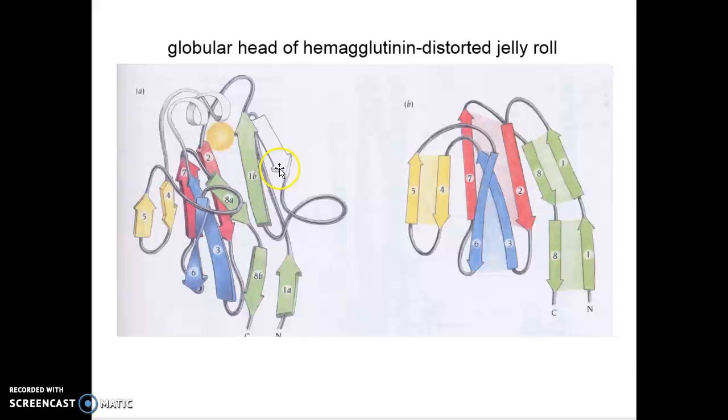Hemagglutinin head actually has a jelly roll structure. Okay, as you see overall, when you just consider the last two beta strands as a single one, they're going to be this way.